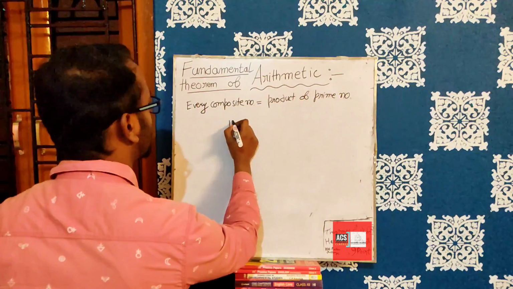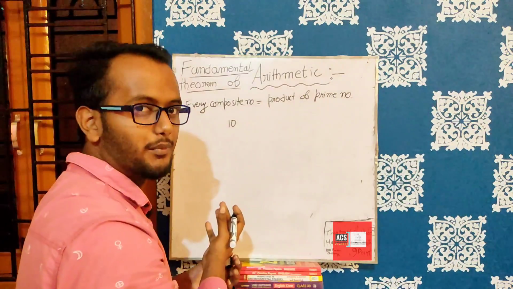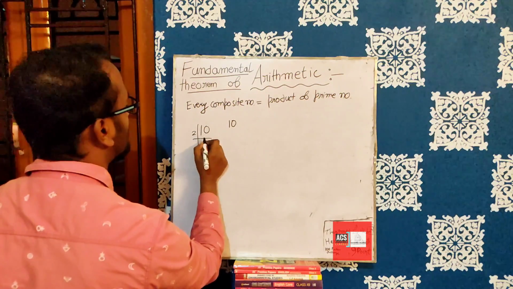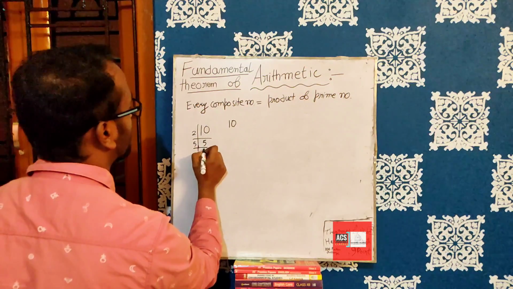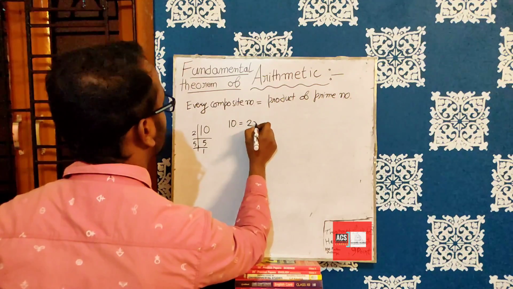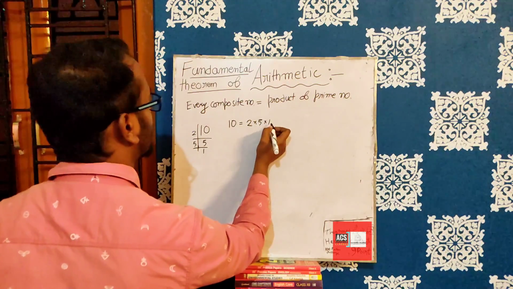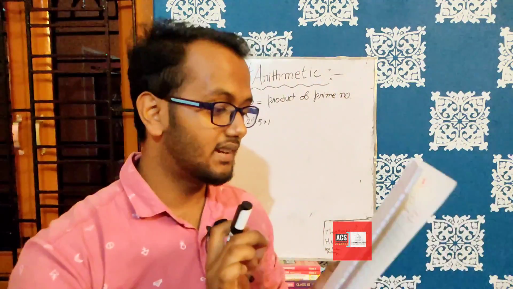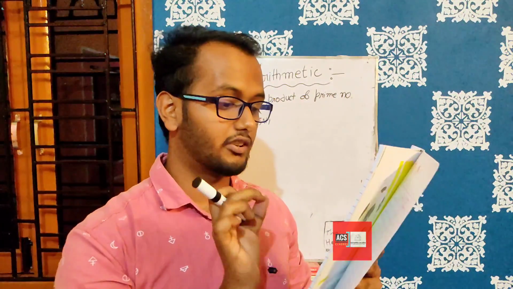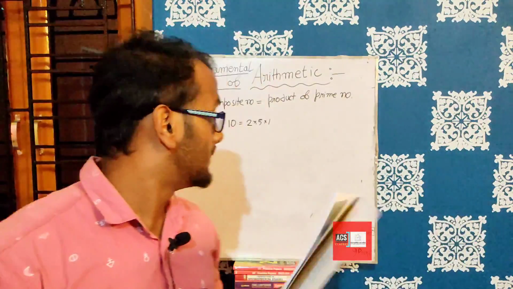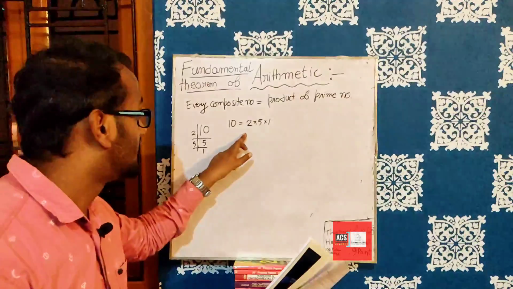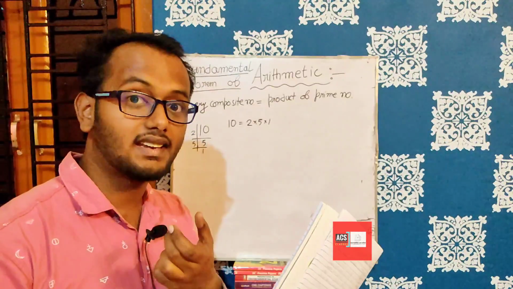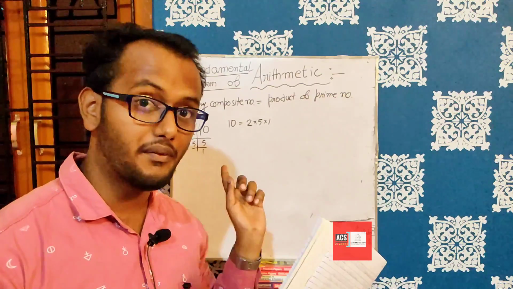Let's say 10 is a composite number. Obviously 10 is a composite number. If you do the prime factorization of 10, that means 2 times 5. So 10 can be written as 2 into 5 into 1. By the term "uniquely expressed as a product", they mean 10 can be expressed in this format only. There is no other arrangement or form in which 10 can be expressed, especially for prime factorization.